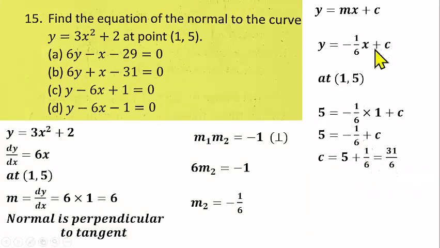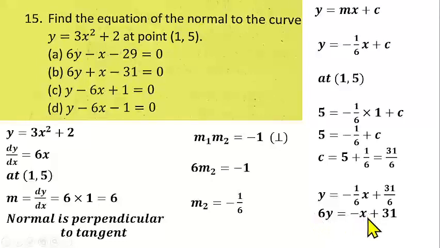Then if you now return this into this equation here, you have y equals minus 1 over 6x plus 31 over 6. So you can multiply it through by 6 to clear the denominators. So you'll be having 6y equals minus x plus 31. And if you take everything to this side, you have 6y plus x minus 31 equals 0. I think option B is the correct option for question number 15.